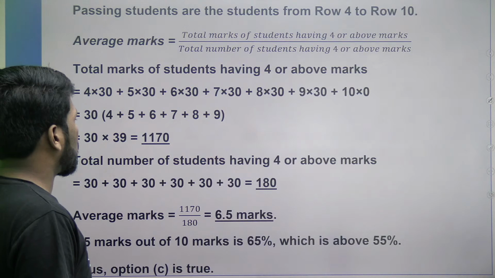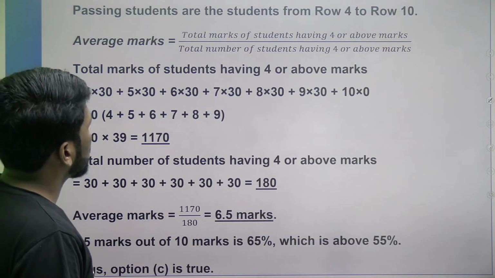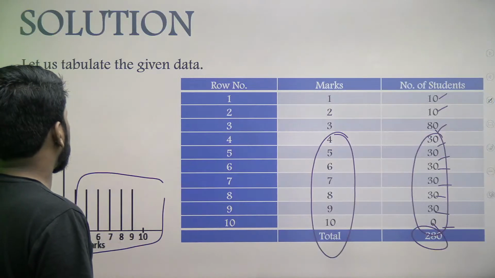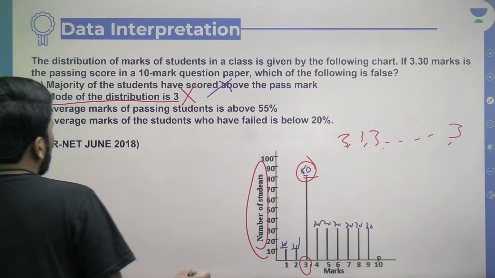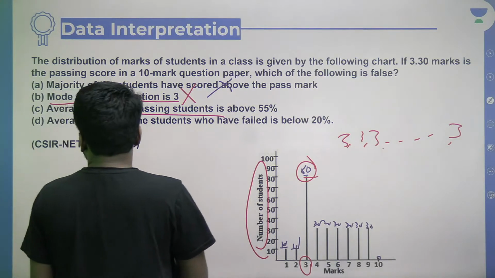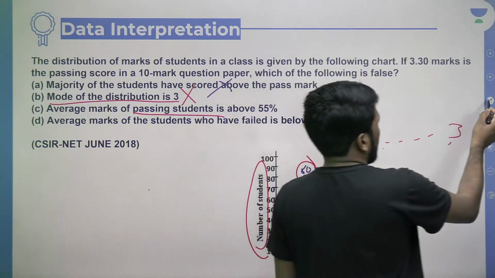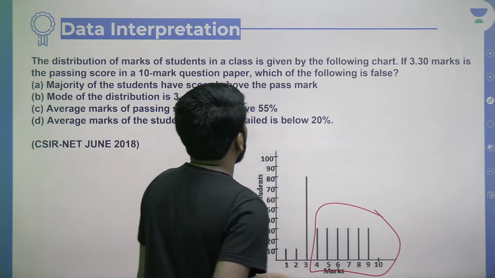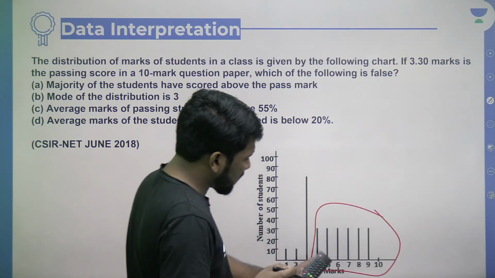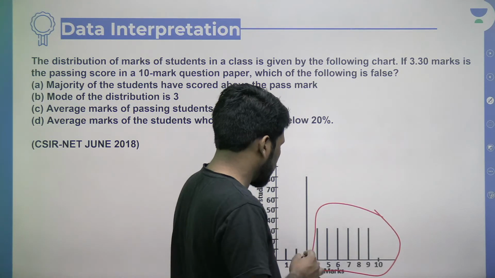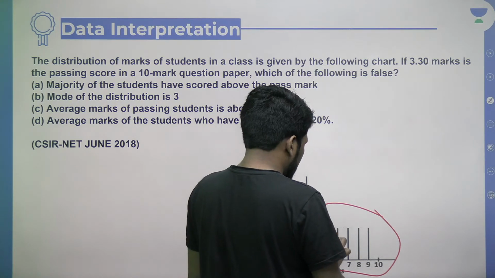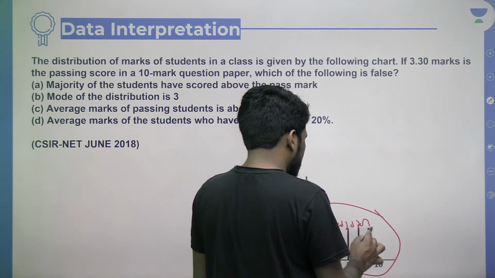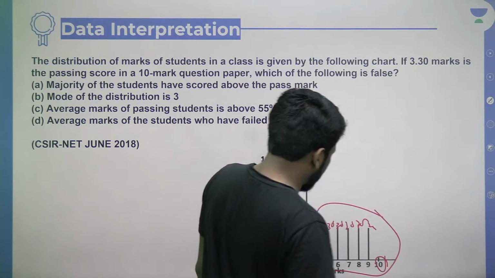3 is the maximum occurring observation. Now the third option is saying that the average marks of passing students is above 5.5. Passing, I already told you, above 4.0, that is 4 or above, is passing. We need the average marks of them, so only this group we need to find the average of. 4 is obtained by 30 people, 5 by 30, this also 30, this also 30, this also 30, and this is 0. That 0 does not matter.